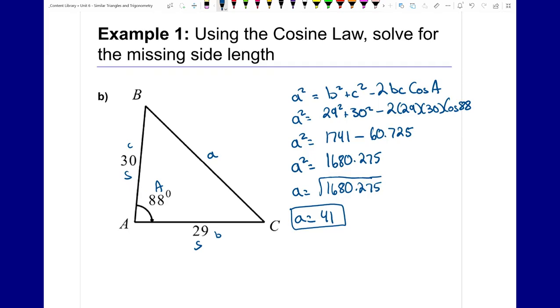And so again, the difficulty with this is, one, recognizing that we're using the cosine law, and two, making sure we plug the values into the correct spot. After that, it's just a calculation problem, so to speak.